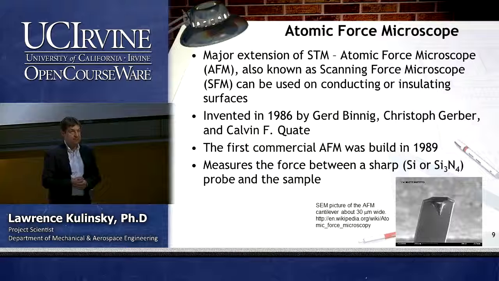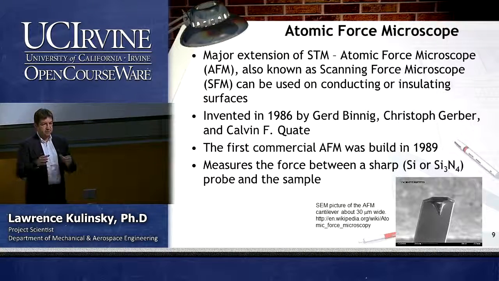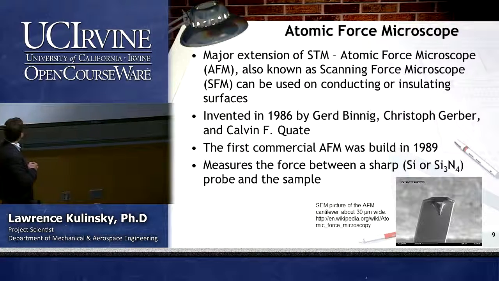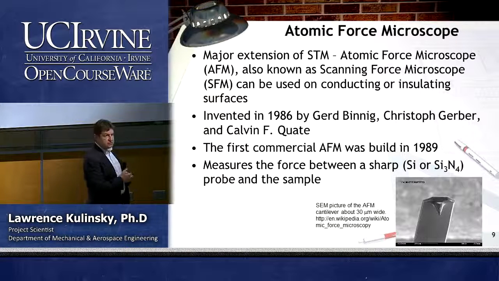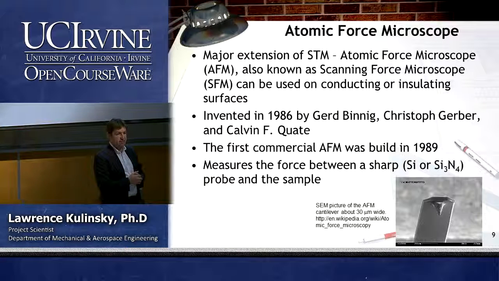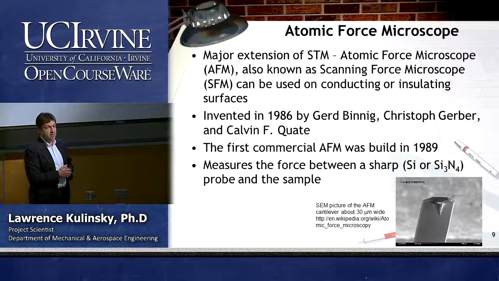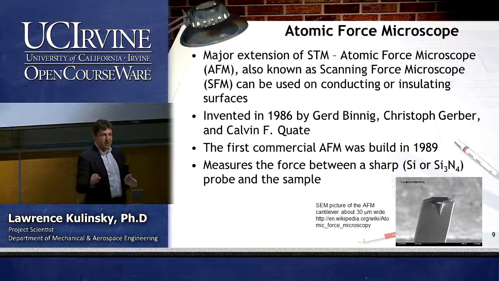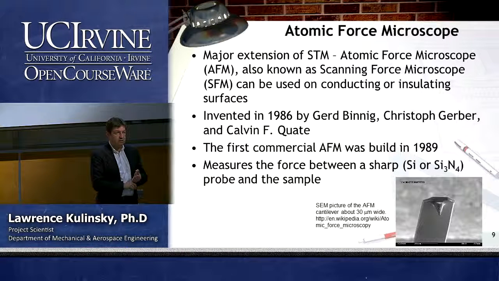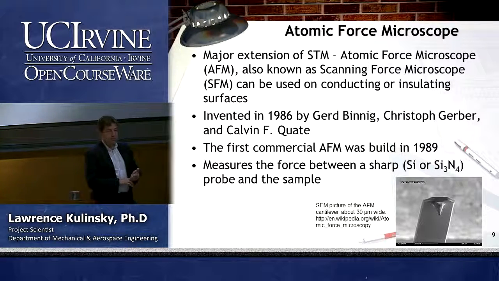So here AFM comes in. It also has other advantages, which I will cover in a second. Back to the invention: it happened in '86, and the first commercial AFM was already in place by '89. Right now, AFM by far outnumbers its precursor STM for several reasons. The first one: you can measure both conductive and non-conductive surfaces. Number two, it's actually very robust.